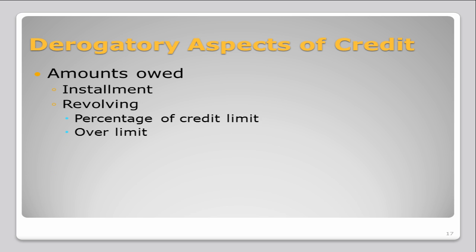All right, the other part of the derogatory aspects of credit, I'm going to go quicker over this part because of time and just say that we talked briefly earlier about the amounts owed. The percentage of the credit limit and being over the limit are what are important for revolving credit. The percentage of the credit limit shows whether somebody is truly running out of cash. That's why they use that so importantly compared to other things.